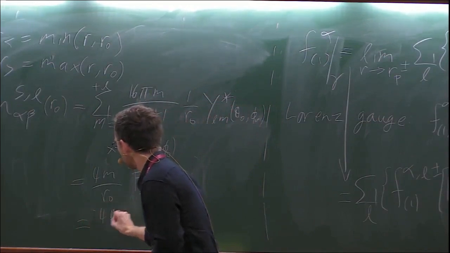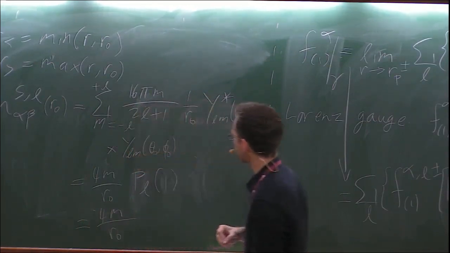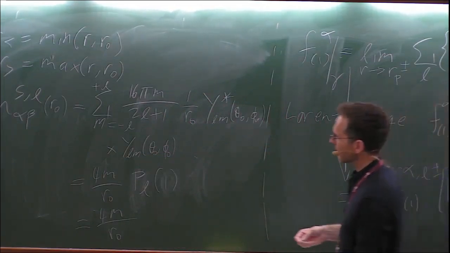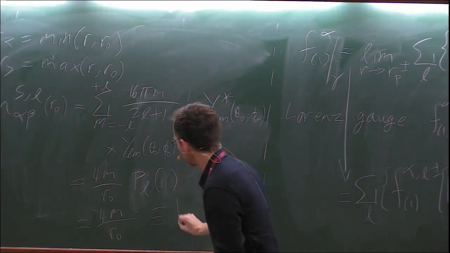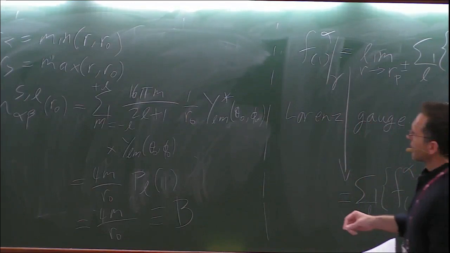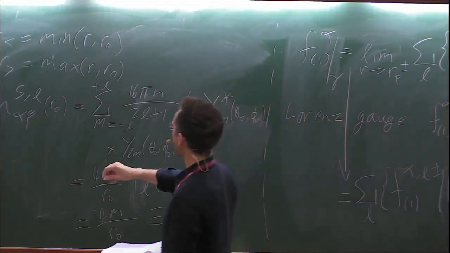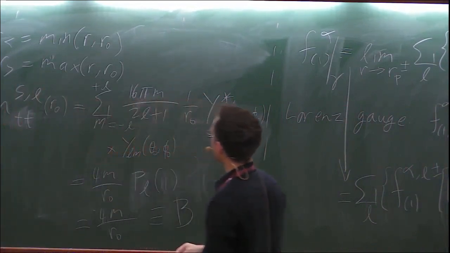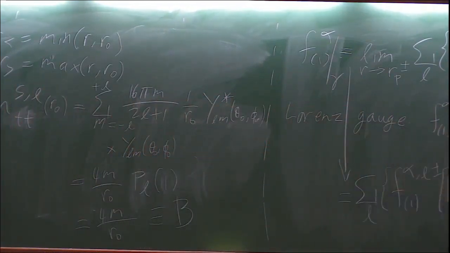And that is just 4m over r naught, if I'm not mistaken. So it doesn't depend on l. So this is what we call B in this case. I've dropped my indices. This is H^S_tt. And over here this should be tt. All the other components are just 0.